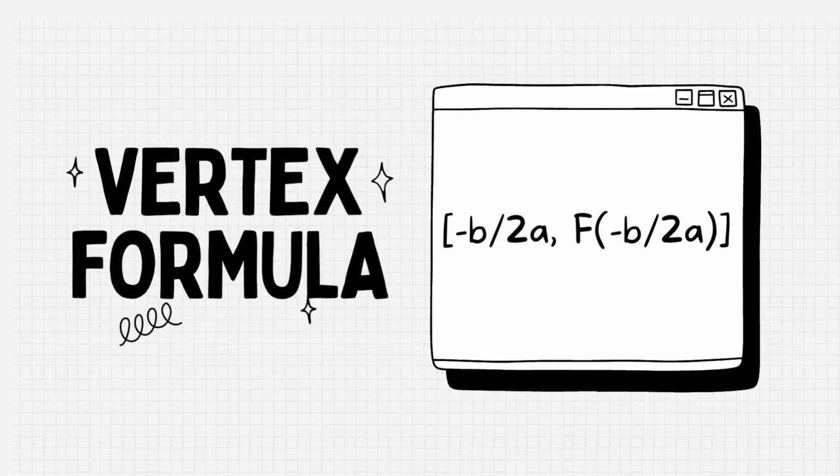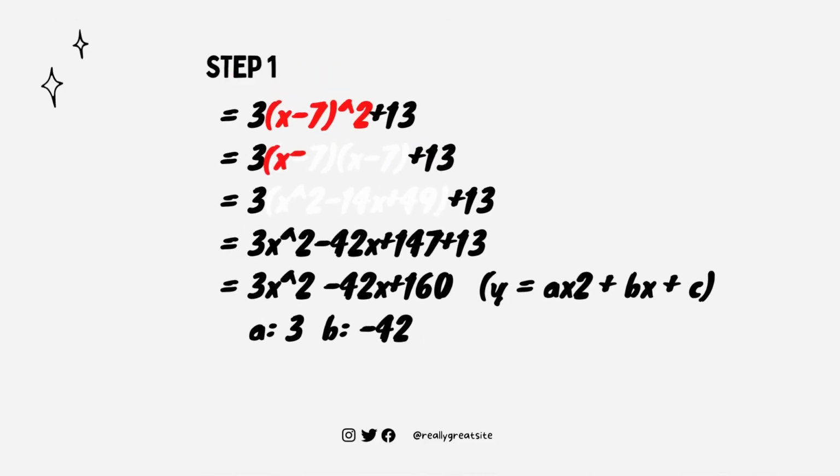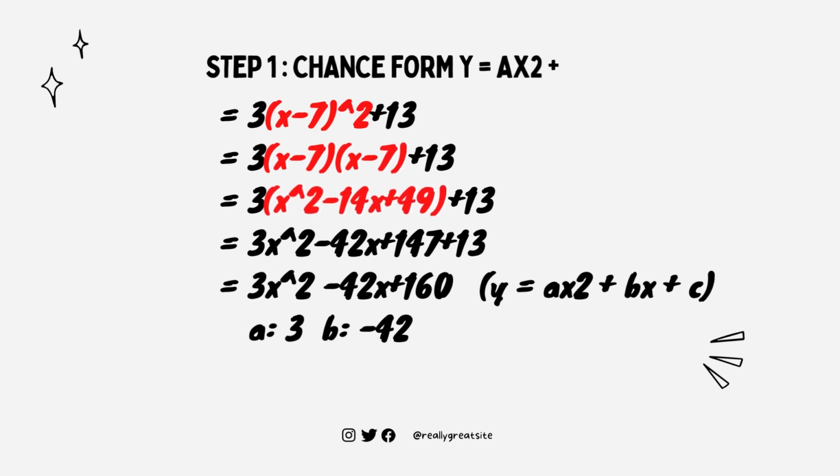To answer this question, the first step we need to do is identify the vertex formula. The vertex formula is negative b over 2a for the x coordinate, and f of negative b over 2a for the y coordinate. From the formula, we must know the value of a and the value of b. So we change the raw function to the parabola form, that is y equals ax^2 plus bx plus c.